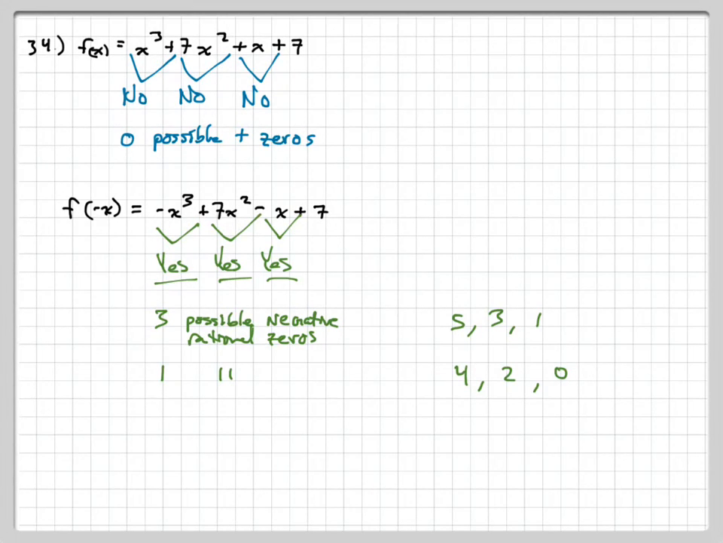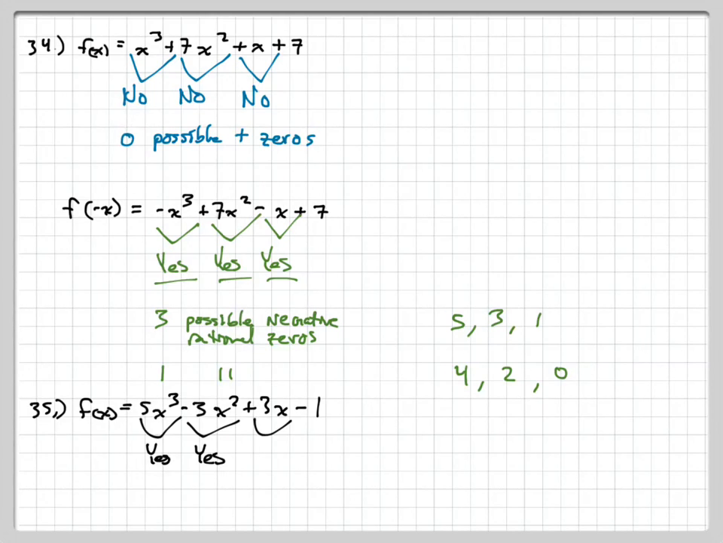Okay, let me show you a yes/no one. Number 35. It says f of x equals 5x to the third minus 3x squared plus 3x minus 1. Oh, that's not a yes/no one. But this is a yes, yes, and that's also a yes. So this is for positive numbers. So there's going to be 3 or 1 positive rational zeros.